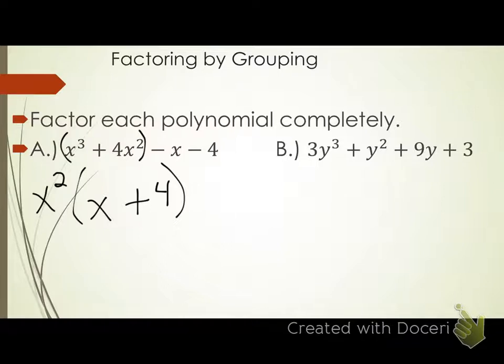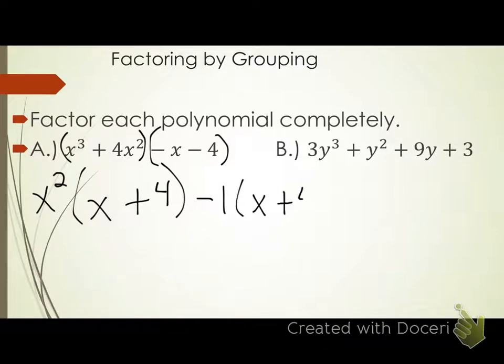All right. Now let's group our last two terms together. Do they have a common factor? No. Hmm. Actually, yeah, -1. There we go. Let's factor out a negative 1. They both have a negative, right? Negative 1 times what will give me negative x? Negative 1 times what will give me negative 4? 4.